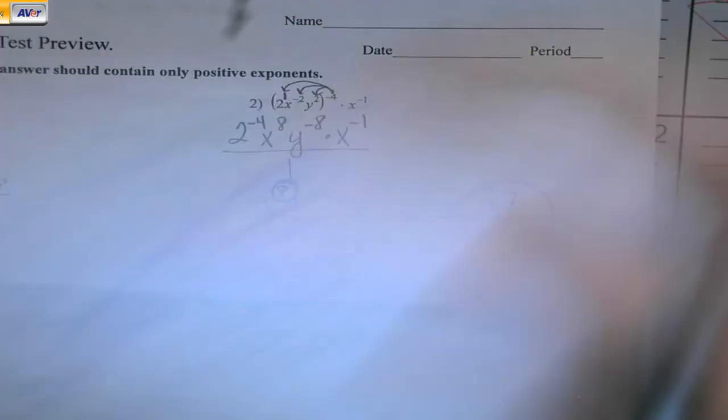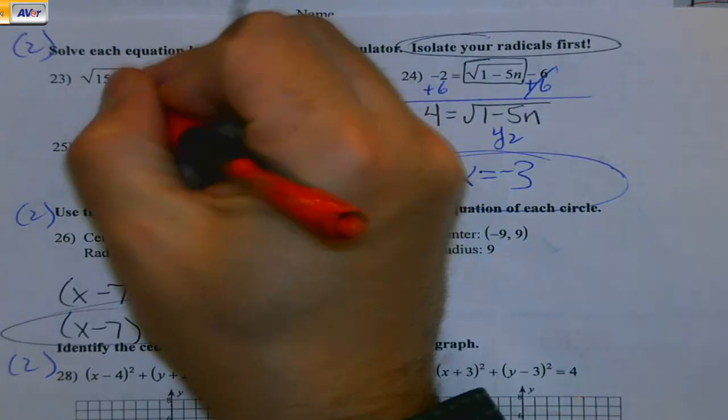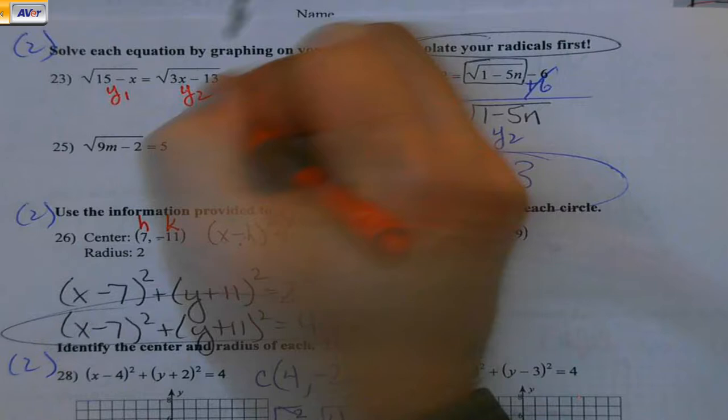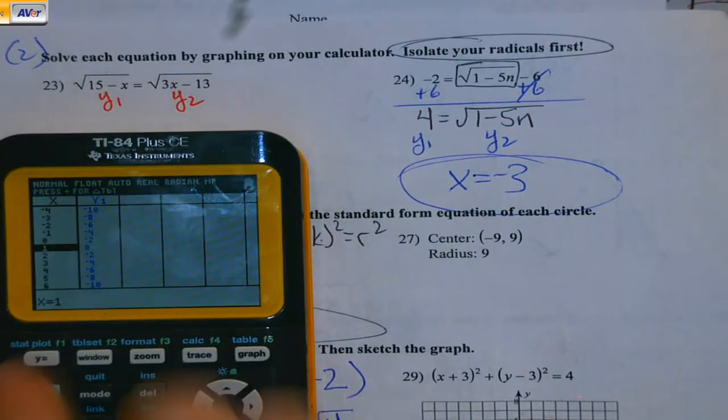Let's see, what else we got? All right, now we go calculatoring. Solve each equation on the graphic calculator. Isolate your radicals first. There can be one on each side, as you see here. That's not a problem.